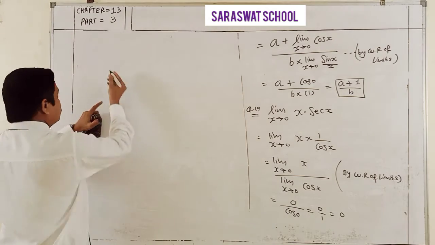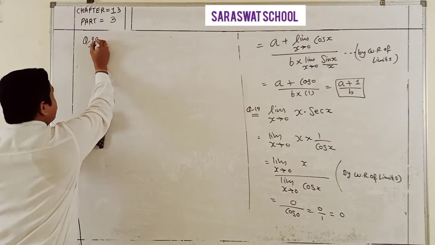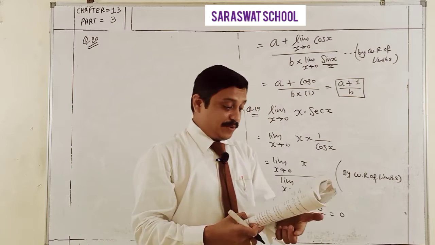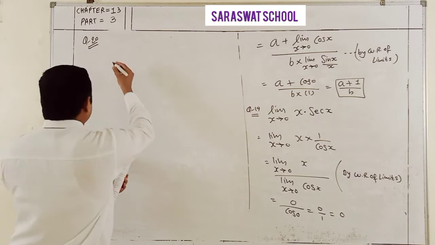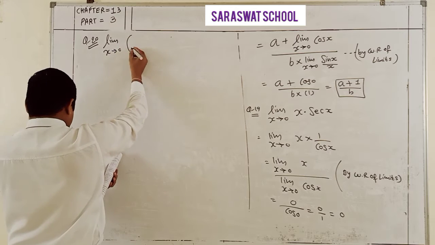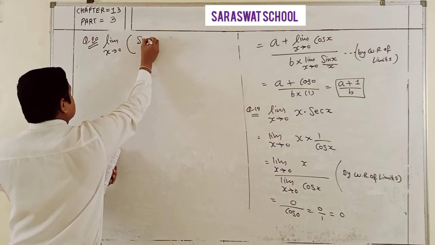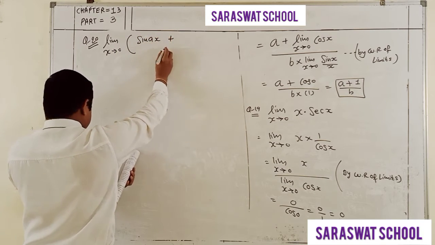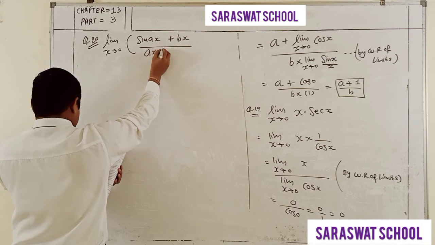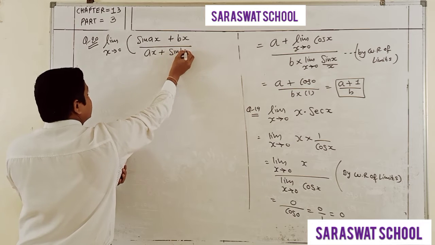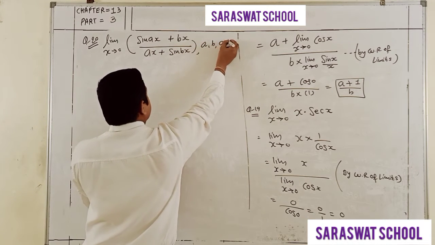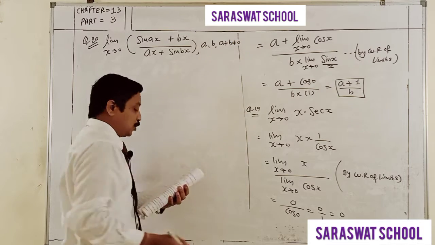In the 20, I think the same question is given. Yes, but this is also an IMP question. Limit x tends to 0, sin ax plus bx upon ax sin bx, but the condition is a plus b is non-zero.